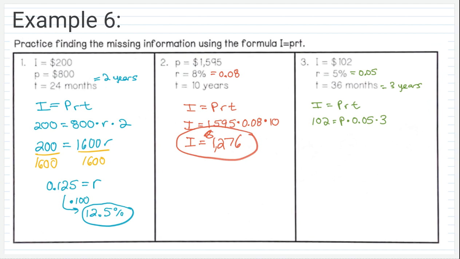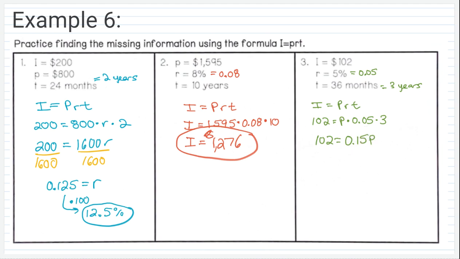The trick with this one, we do have to make sure, again, the rate we rewrite as a decimal and time has to be rewritten as years. So 36 months would be 3 years. And then we just plug that information again into our simple interest formula. We can simplify what is over on the right-hand side here. So we can actually do the 500ths times 3, and that is going to be 1500ths. So we're going to have 102 equals 1500ths multiplied by P.